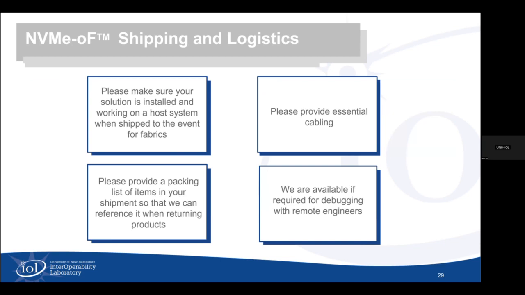Please also provide a list of all the items that you've included in your shipment, as there tends to be a lot more bits and pieces to an over fabric setup than just a PCIe device or PCIe setup. So making sure we have an itemized list so we can return everything as it was shipped is very helpful. Please also provide all the essential cabling that is required to make the setup happen.